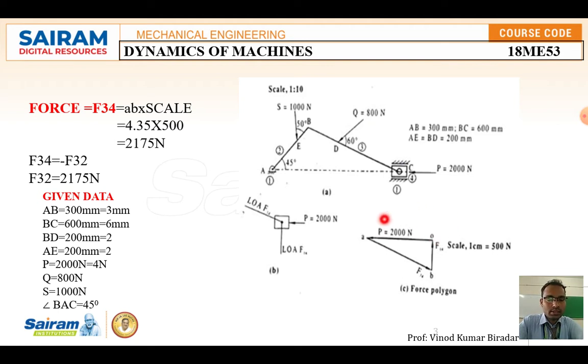I hope you understand this line. Okay, I am repeating again. So P is equal to 2000 Newton, you have to assume some suitable scale. I assume 1 centimeter is equal to 500 Newton. Keep the scale horizontally, draw one 4 mm Newton. So the arrow should be this side. Draw this side arrow.